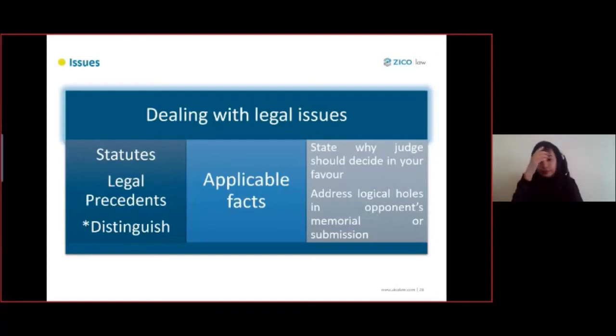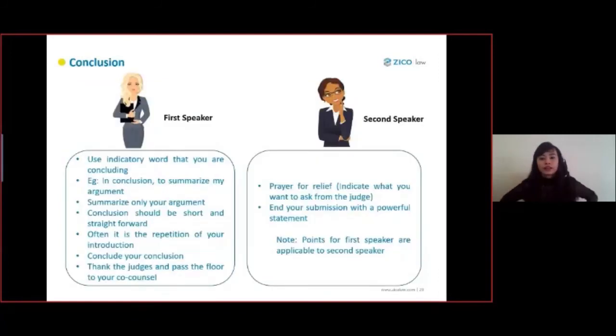So next, the last part of your oral submission is your conclusion. So always indicate that you are concluding, and if you're a first speaker, just conclude your argument.